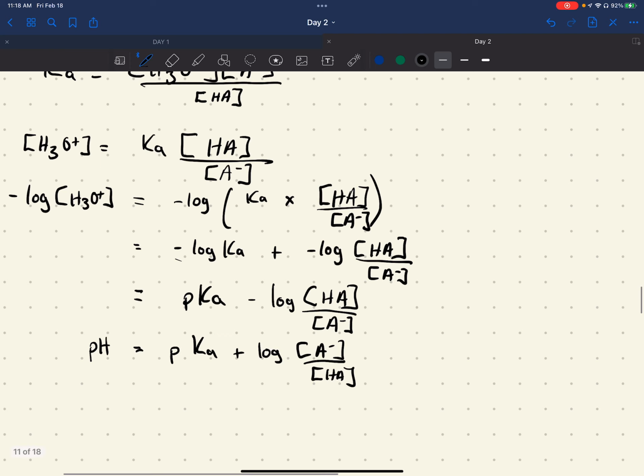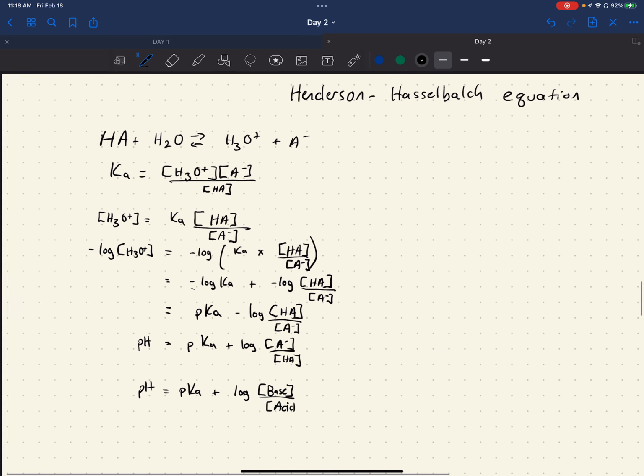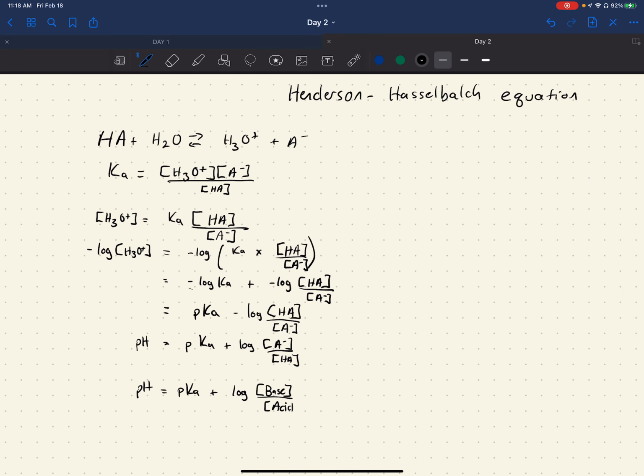And we'll write this in a generic form as pH equals pKa plus the log of the concentration of base over the concentration of acid. And this is the Henderson-Hasselbalch equation. It is tremendously useful for buffered solutions.